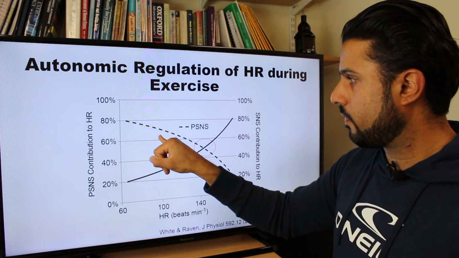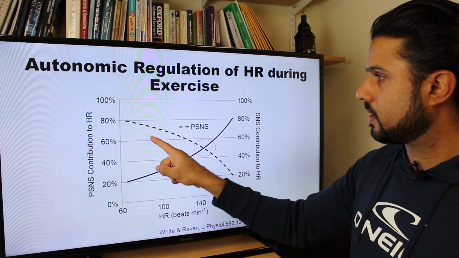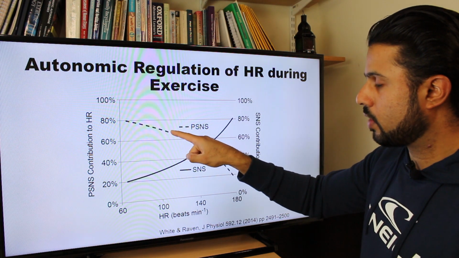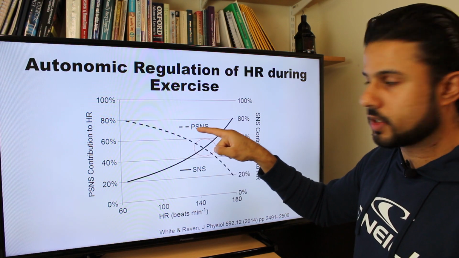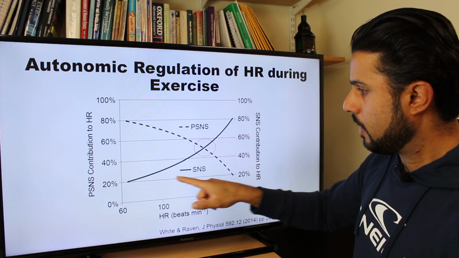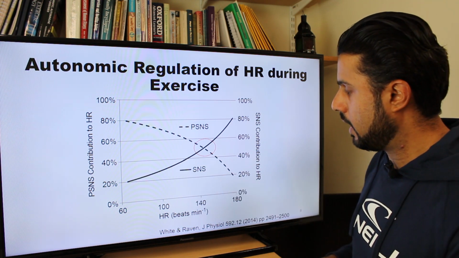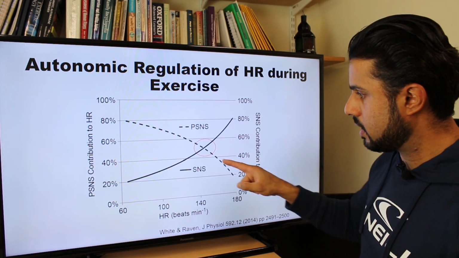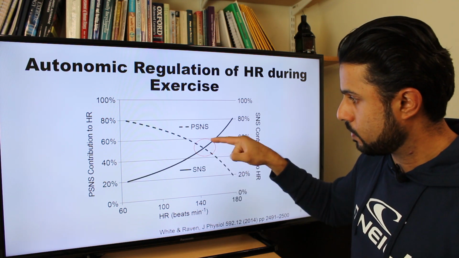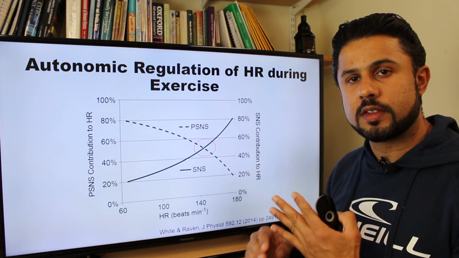So it doesn't just drop off at 100 beats per minute and then the sympathetic nervous system takes over. No, what happens is the parasympathetic nervous system activity starts to reduce its effects on the sinoatrial and atrioventricular node to about 140 beats per minute. And equally at the same time, sympathetic nervous system activity is also increasing, and we start to see this increase in sympathetic nervous system activity intersecting at 140 beats per minute, where they're both making an equal contribution to the increase in heart rate.